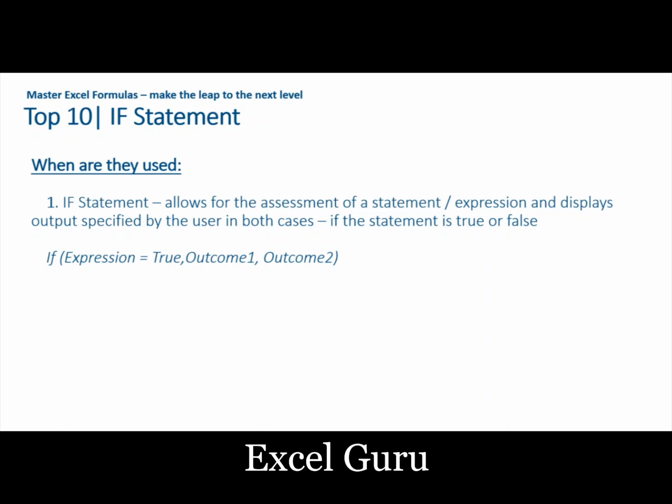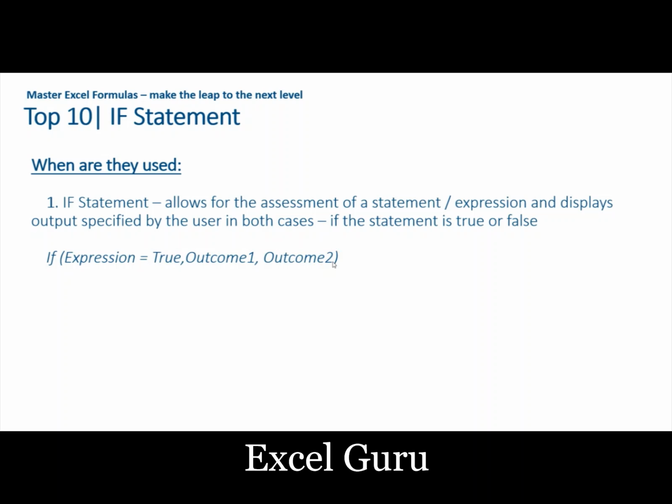So when is that used? The if statement is used when the user needs to assess a statement, and if the statement is correct, it should show a specific output, and then if the statement is not correct, it should show another output. So as you can see, we have the structure here. If the expression is true, give us outcome 1. Otherwise, give us outcome 2, for example.